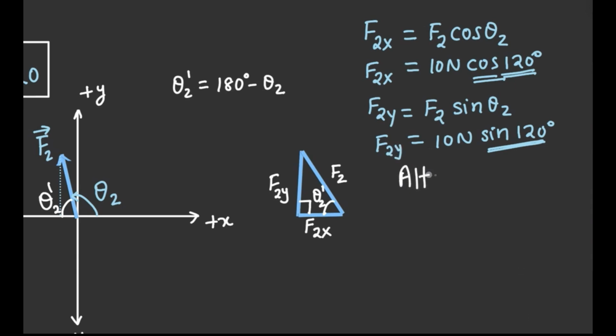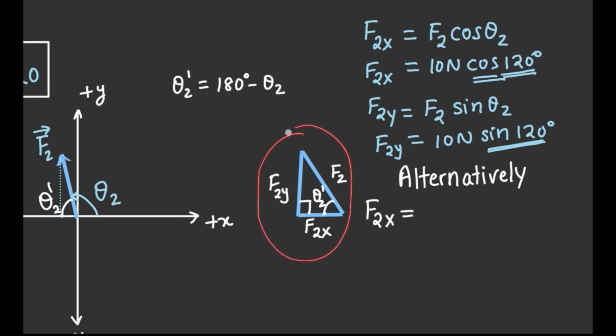Alternatively, we could have used angle theta 2 prime. Theta 2 prime is the angle that F2 makes with the negative x-axis. For F2x, use this triangle over here. In this triangle, we know F2 and we know theta 2 prime. Using F2 and theta 2 prime, we're going to calculate F2x and F2y. Simple basic trigonometry. F2x will be equal to F2 cosine theta 2 prime.